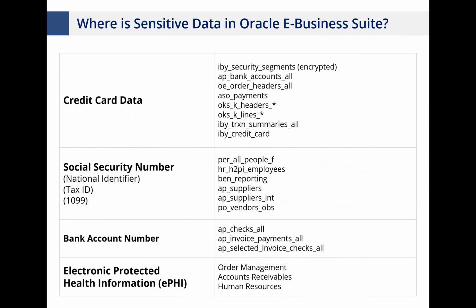For protected health information, I may have it as part of human resources for my employees. It may be in accounts receivable if you're a device manufacturer, those types of things. It may be in order management. Again, what elements you are actually capturing as part of these applications is very important.